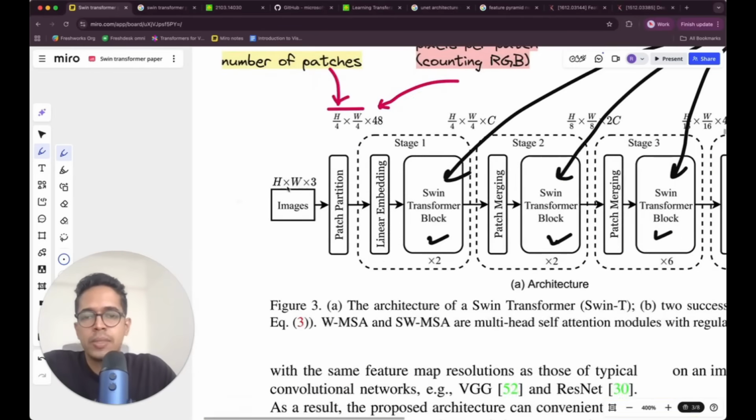So input image comes in here, height by width by 3 channels. Patch partition is done on that. Each patch is 4 by 4. So total number of patches is H by 4 multiplied by W by 4. And each patch will have 48 dimensions, and like that you will have H by 4 by W by 4 patches multiplied by 48, and then a bunch of operations happen.